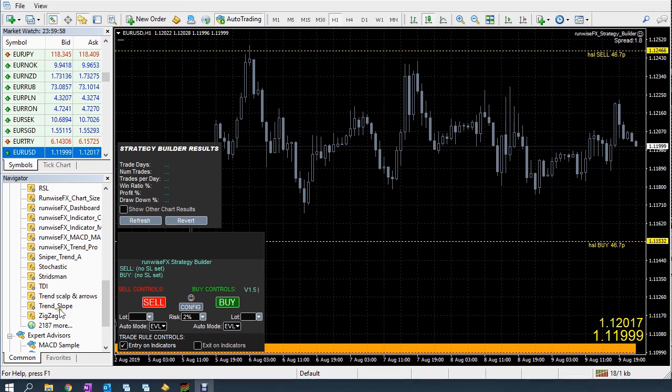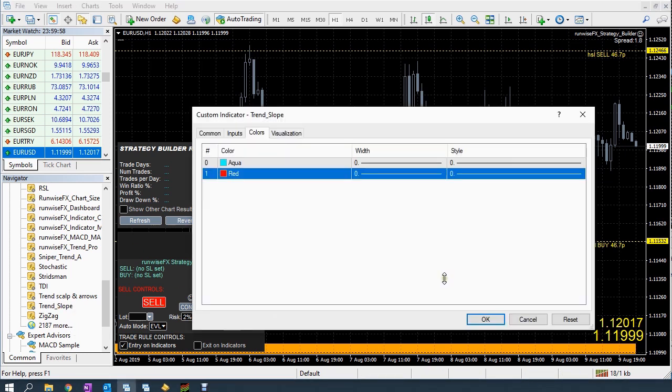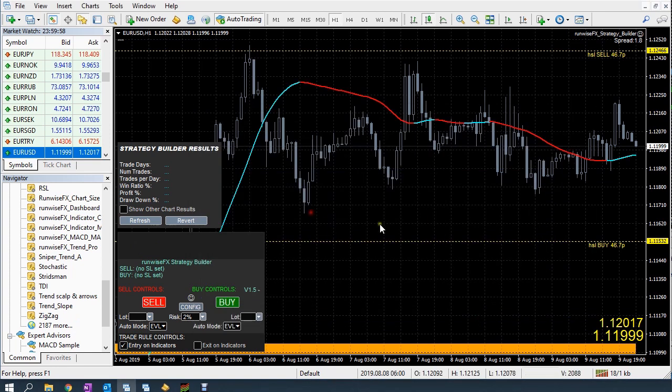Let's start with this trend slope. So when an indicator first comes up, it gives you an idea how it works. Really, if you go to the Colours tab, we can see it's looking like it's got a couple of colours there, and sure enough, that's what it's showing on the charts.